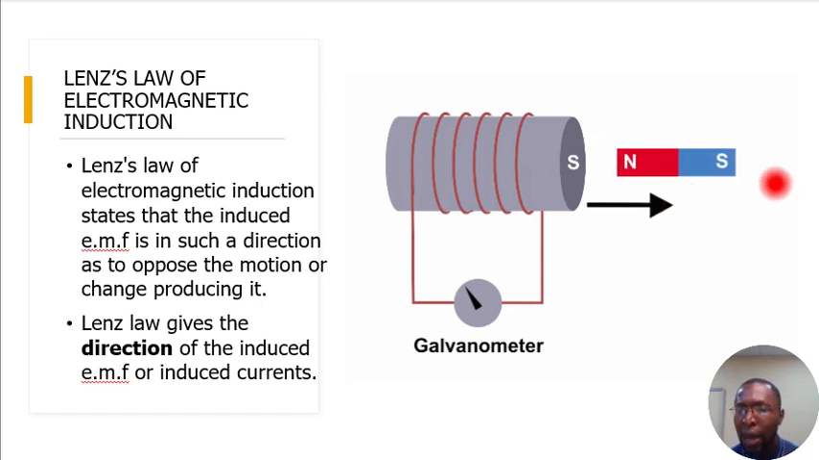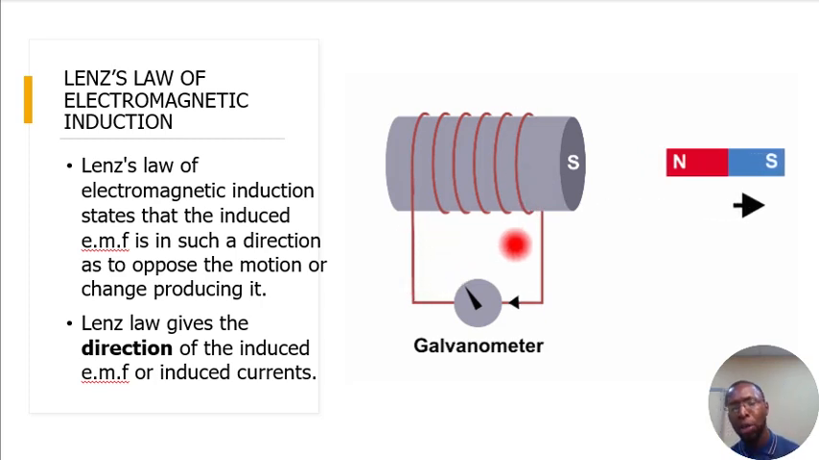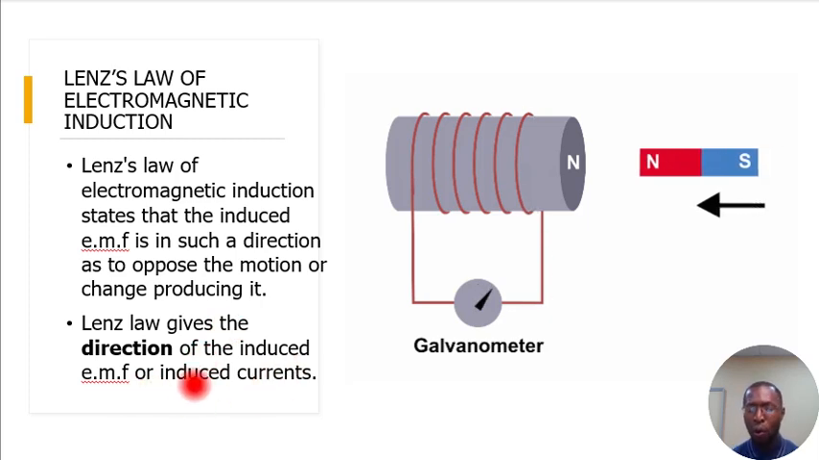That means as this motion of the magnet is moving toward the right, the induced EMF moves toward the left to oppose the motion. So let's look at the direction of the induced EMF or current.